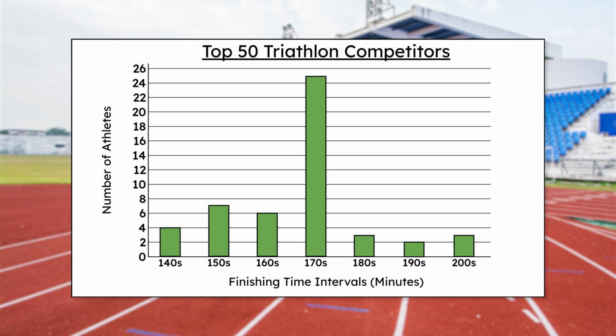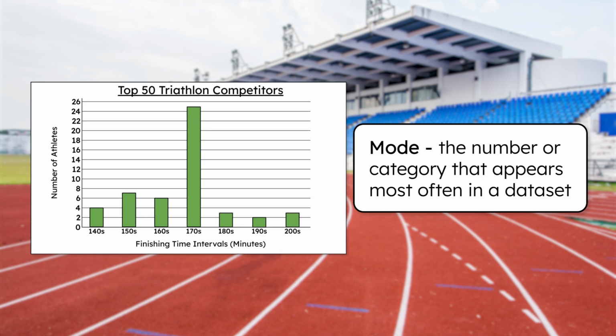In this case, 25 athletes finished between 170 and 179 minutes. Since 25 athletes finished within this time category and no other bars come close, we can confidently say that around 170 minutes was the most frequent finishing time. This is called the mode, the number or category that appears most often in a data set. Because the 170s category has the highest number of finishers, it represents the mode of our data.